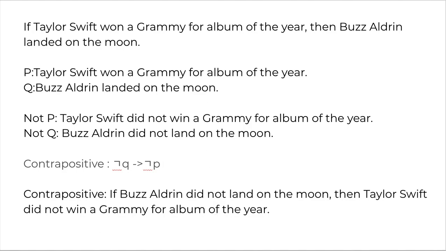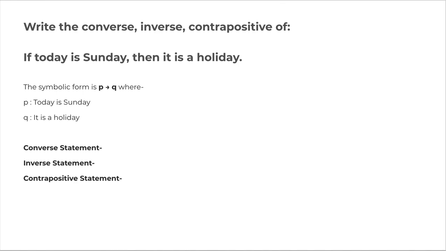So that's converse, inverse, and contrapositive of a statement that you're given. You're given P implies Q, you wrote down P, you wrote down Q, you wrote down not P, not Q, and you wrote down the contrapositive, converse, and inverse in terms of the symbolic connectives that you had. Okay. Here's a question for each one of you. Write the converse, inverse, and contrapositive of if today is Sunday, then it is a holiday. The symbolic form is P implies Q, and P is today is Sunday, Q is it is a holiday. Write the converse, inverse, and contrapositive statements of the proposition you're given.